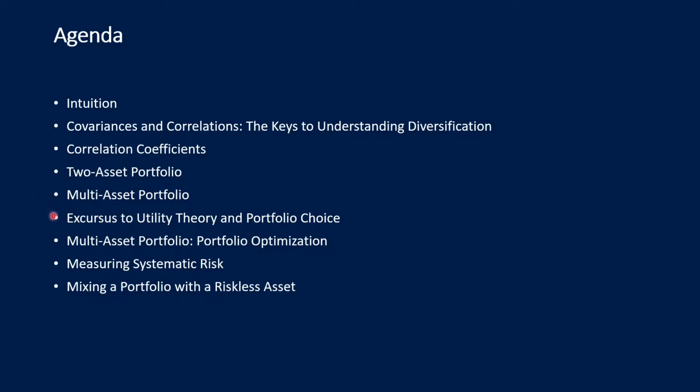Then I'd like to make a little excursus to utility theory and portfolio choice. Later on I'm going to make an excursus to utility theory and portfolio optimization. Then I would like to do the portfolio optimization in a multi-asset portfolio. Then I'm going to measure the systematic risk, and this is where the beta factor comes into play.